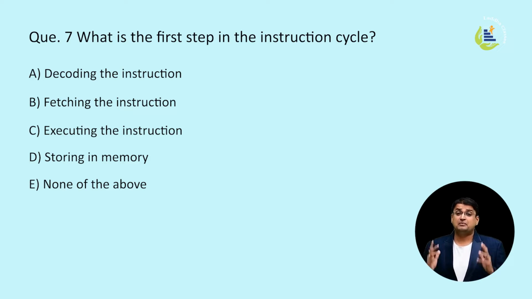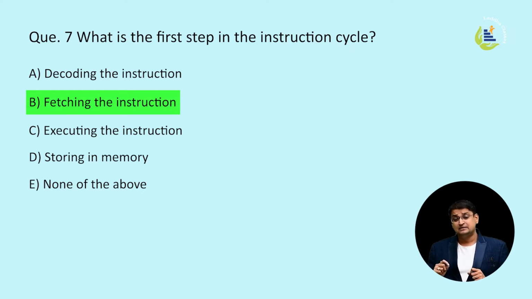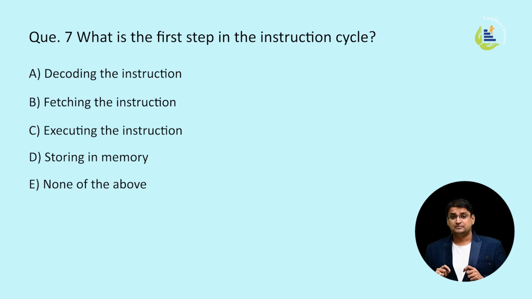Question 7. What is the first step in the instruction cycle? Options are decoding the instruction, fetching the instruction, executing the instruction, storing in memory. None of the above. Correct answer option is B, fetching the instruction.